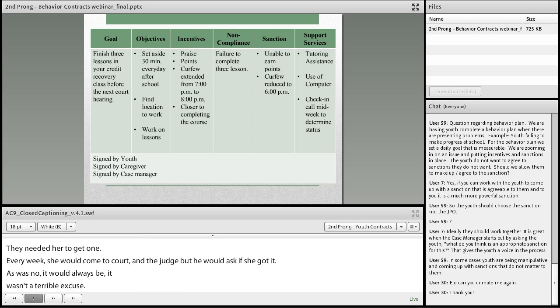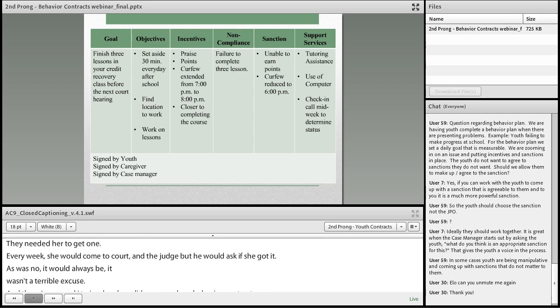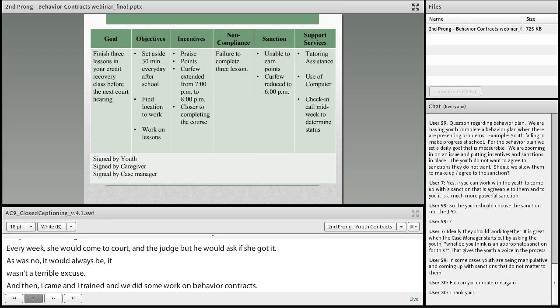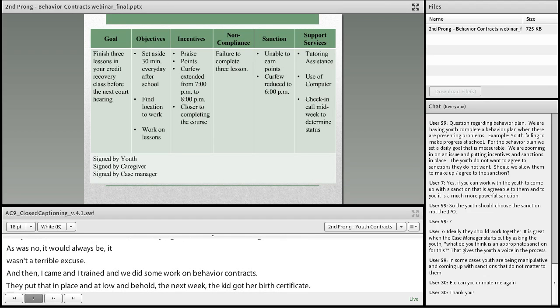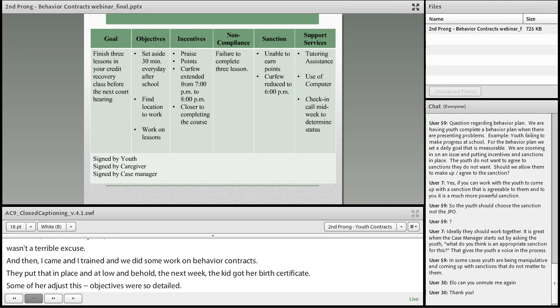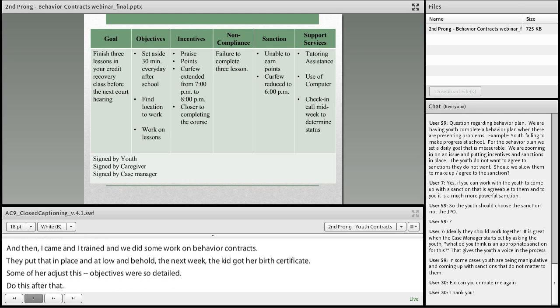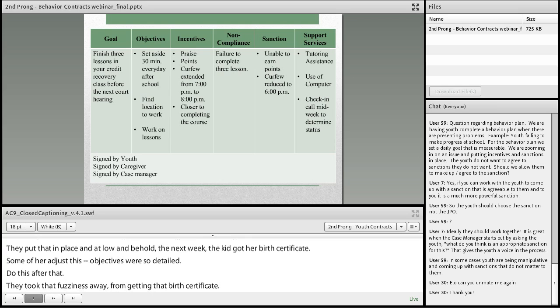Some of the objectives were so detailed, like call this number on Monday, do this after that. So they really just took that fuzziness away from getting that birth certificate. And that might be a level of detail that some of us may not need, but there are some of us who need that level of detail. And so that's what you should be speaking to.